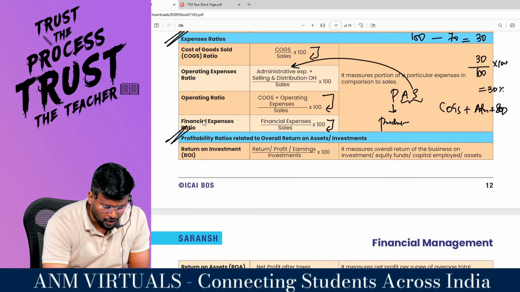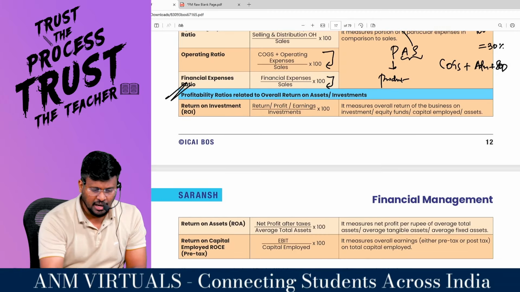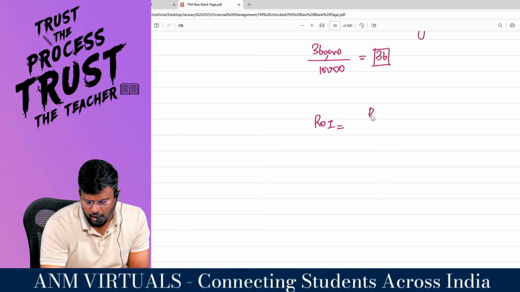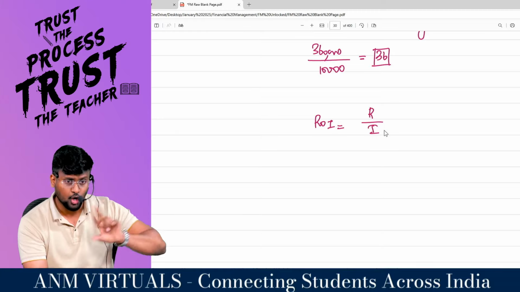Next one, profitability relating to overall return on asset. Very simple, my dear lovable students. Return on investment. This is the next set of formula where return on investment is equal to return divided by investment. Look at the name, return on investment.